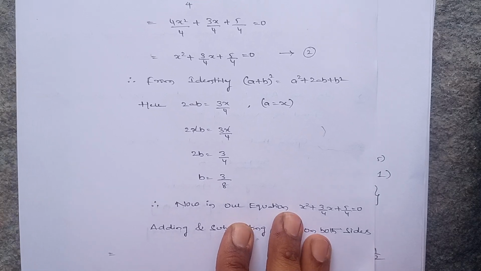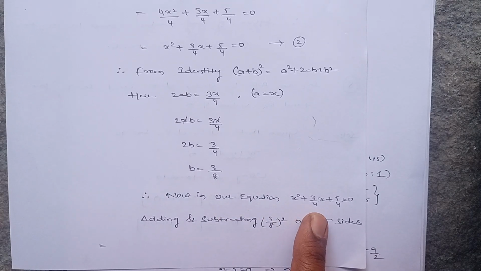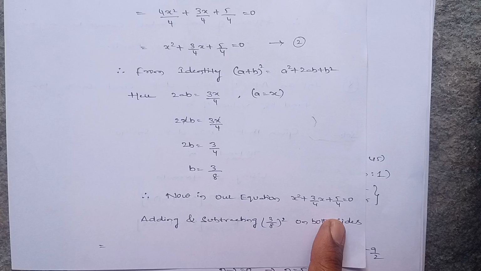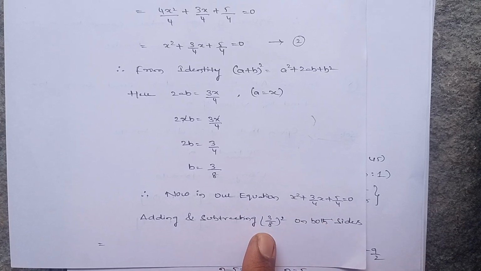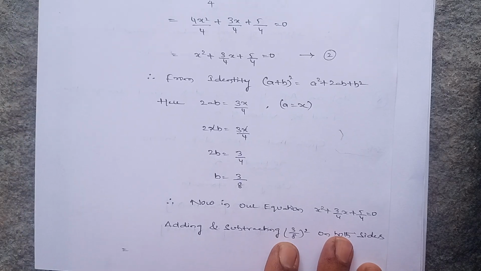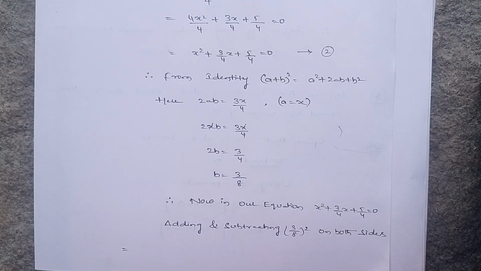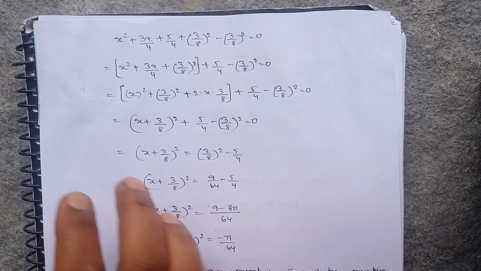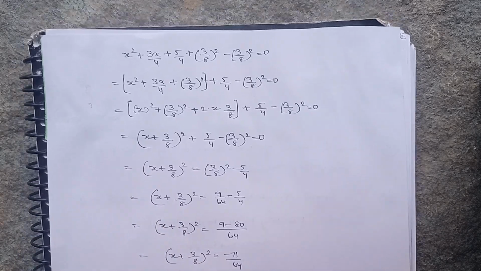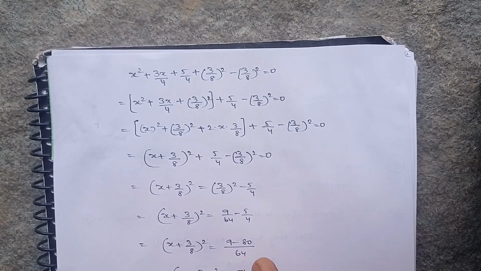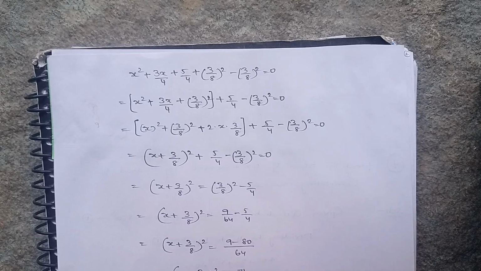Now in our equation, what does it become? x square plus 3 by 4x plus 5 by 4 equal to 0. So adding and subtracting 3 by 8 whole square on both sides, students. So what we get? x square plus 3x by 4 plus 3 by 8 whole square, plus 5 by 4, minus 3 by 8 whole square.